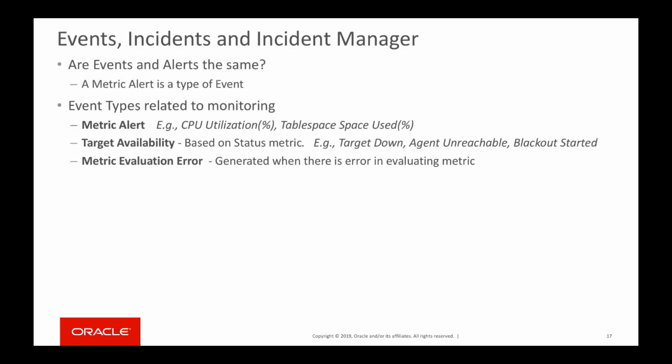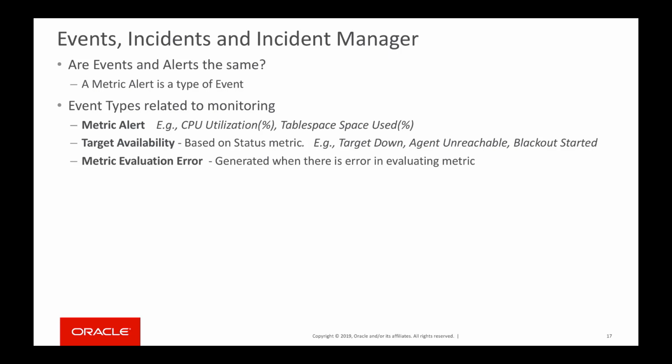So we have been talking about events, alerts, and incidents. But you may wonder, what is an incident and how is that different from an event? Another question we often get is, how is an event different from an alert? So let's clarify those questions here. When Enterprise Manager detects an issue in target monitoring, it generates an event. And please note, it is not an alert that it raises here, it's an event. And that event could be a metric alert event, a target availability event, or a metric evaluation error event, depending on the type of the metric which triggered the event generation.